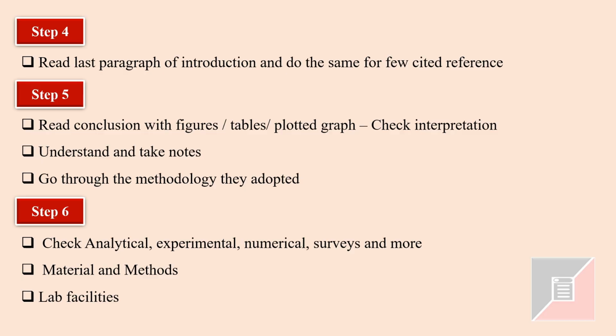And go through the methodology they have adopted. Every researcher will choose various methodology, how they have adopted it, and what conclusion they have reached. You have to go through and check what type of research they are doing, like analytical or experimental or numerical or survey. Some literature will be a combination of experimental and numerical, or experimental and analytical.